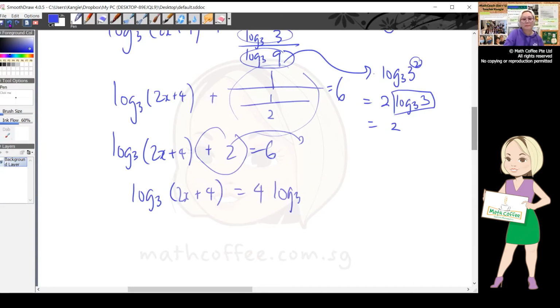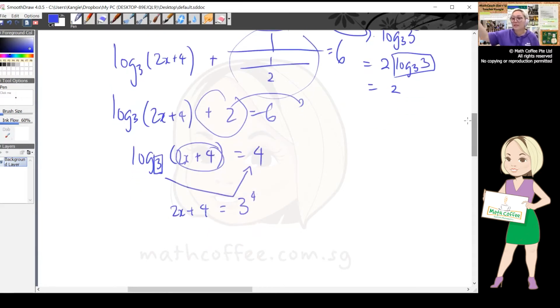What I do is I simply change it to index form. So you must know how to change logarithm form to index form. How do you do that? This is the base. I'm going to push this up. Just visualize and push this up. So it becomes 2x plus 4 equals 3 to the power of 4. It's the same as what I did just now, right? But this is shorter. I don't have to write so much. So in the end, this is 2x plus 4 equals 81.